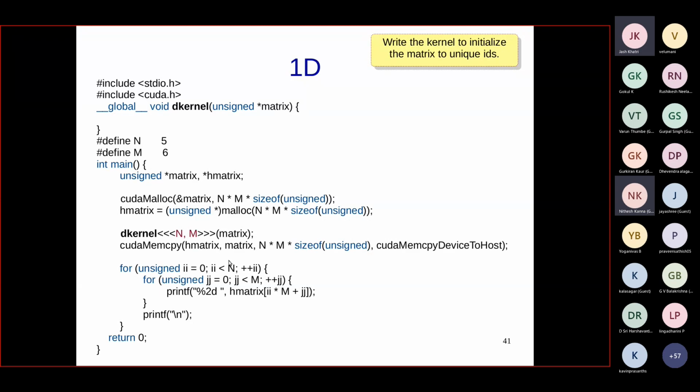But now the difference is that instead of launching the kernel with just one block, we are launching the kernel with 5 blocks, and inside each block we have 6 threads, m threads, which is 6, and we are passing this matrix, and after that we are copying the matrix back and printing it. Now we want to initialize the matrix as we did before, and write the kernel to initialize those matrix elements to unique IDs.